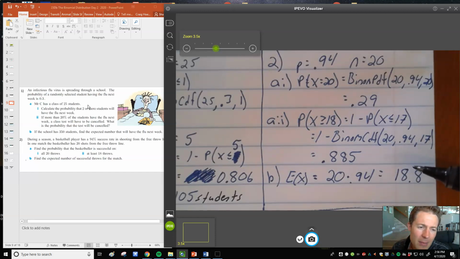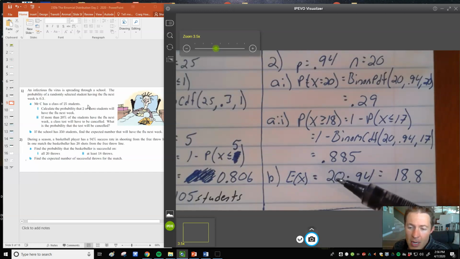Part B, find the expected number of successful throws for the match. Expected outcomes, remember, is just the number of trials times the probability. So 20 times 0.94, we're expecting 18.8 free throws made.